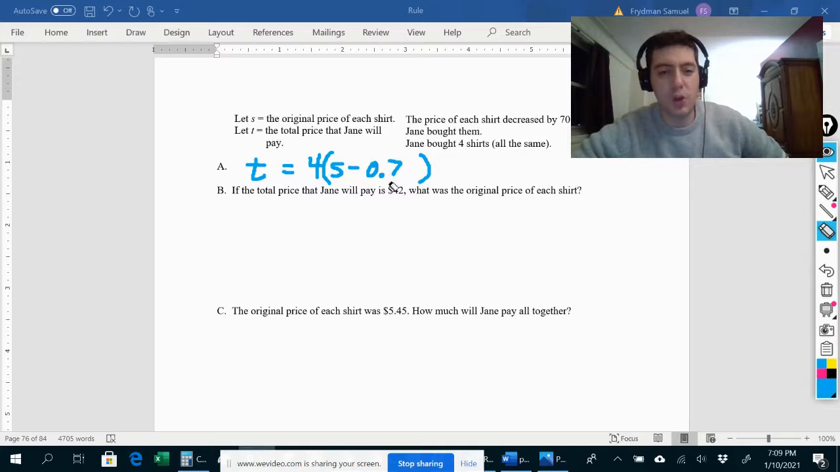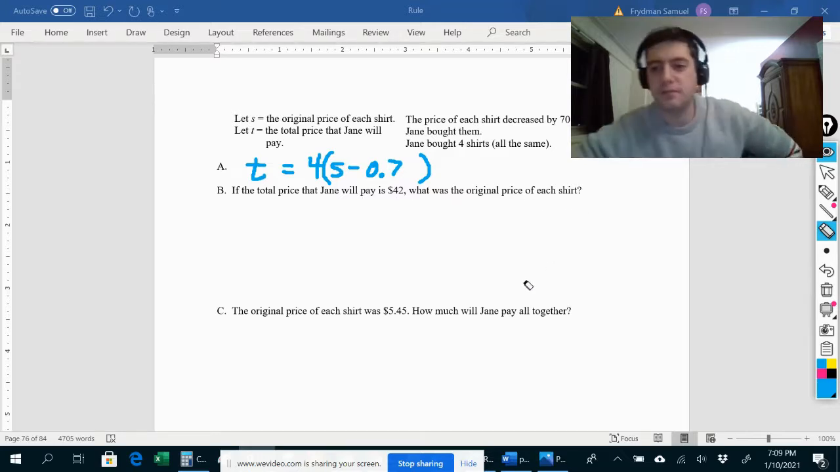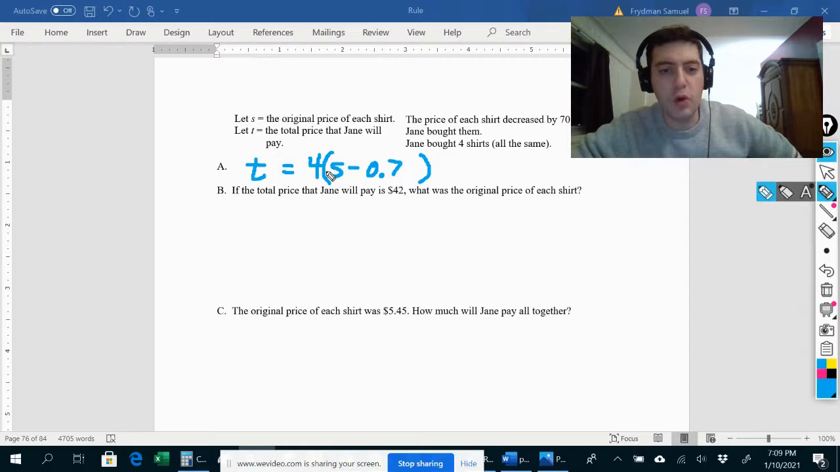So I have my equation, and now I can answer, if the total price that Jane will pay is $42, what was the original price of each shirt? All right, so what we're going to do here is write the equation out again, exactly the same way. So T equals 4 times S minus 0.7. That's a subtraction symbol there.